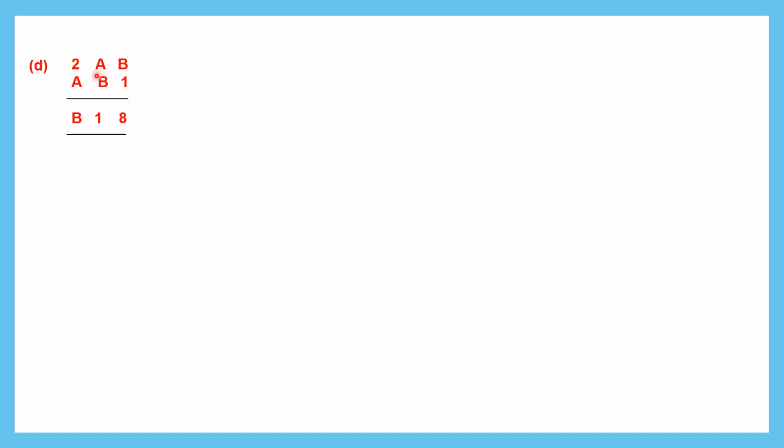Question D, here we have A and B in different places. It's a 3-digit number. All three are 3 digits. So let's go carefully. Now B plus 1 is equal to 8. So let's write that. B plus 1 is equal to 8. So that means B is equal to 8 minus 1, which is 7. So B is equal to 7. So now wherever we have B, we can put 7. So here we have a B, here we have, and here also we have.